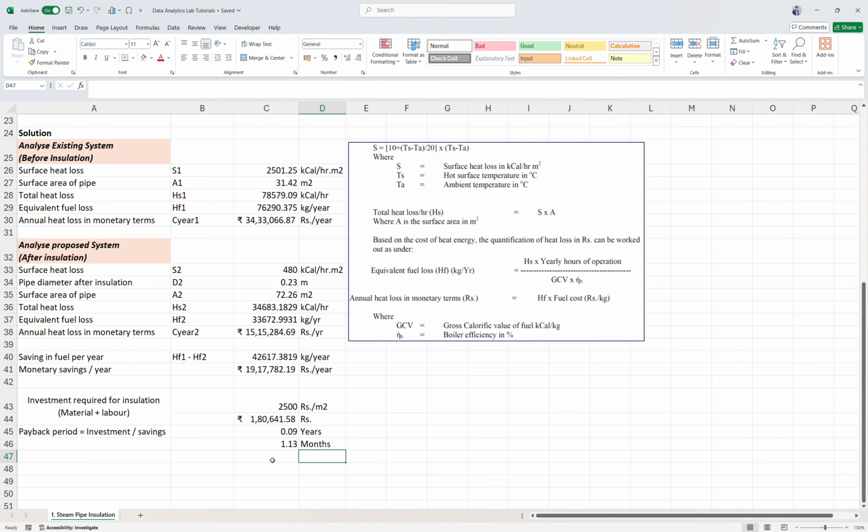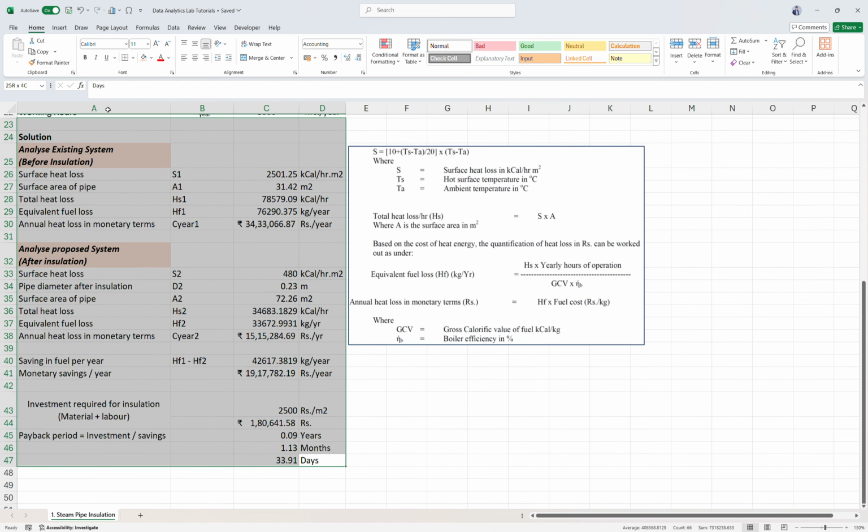Even if I want it in days, I simply have to multiply this by 30. So in 33 or 34 days approximately, my entire money will be recovered. It is a win-win situation for me, because insulation will help me save a tremendous amount of fuel, a significant amount of money, and this insulation can have a life of up to 3 years, which means it is going to pay me for 3 years. So this is how you can analyze the parameters with the help of an Excel program.